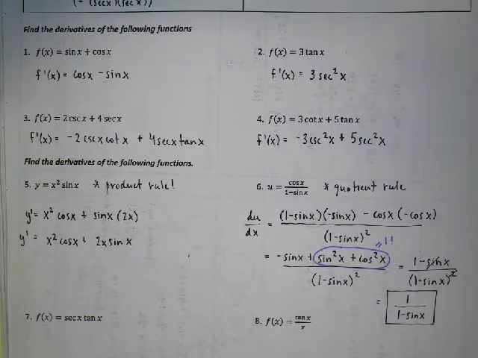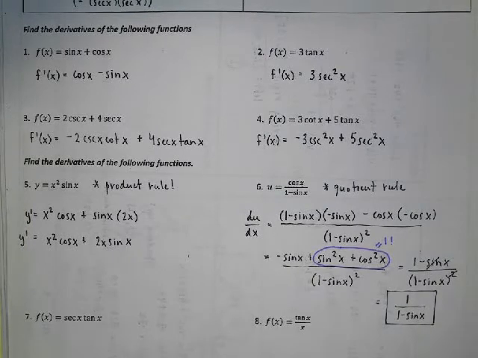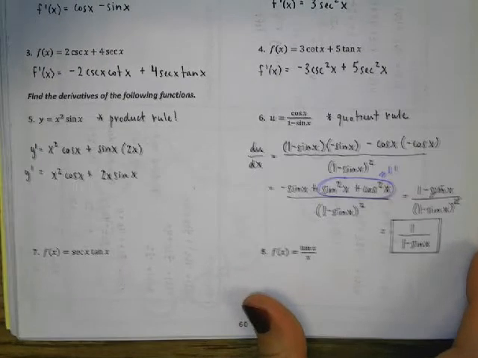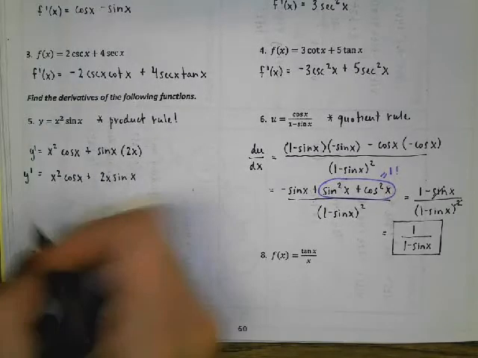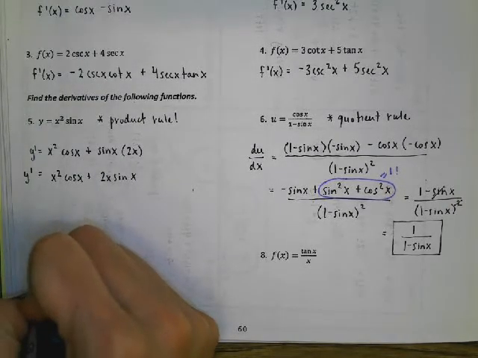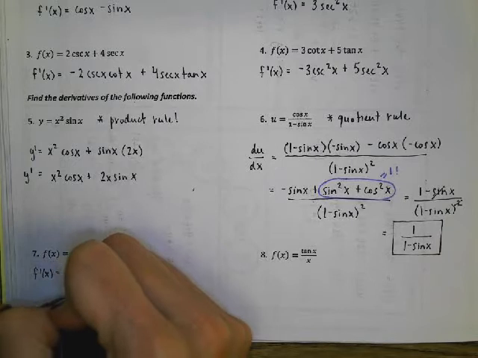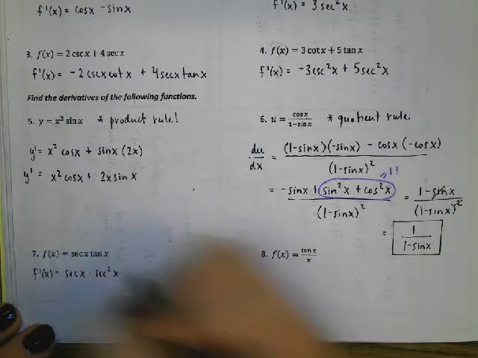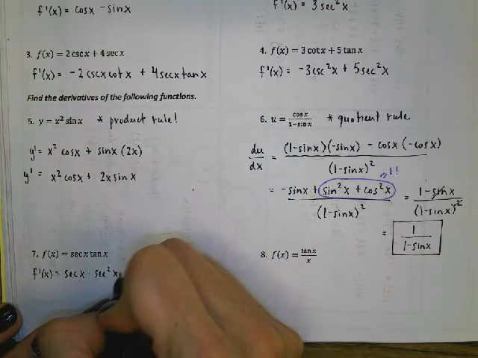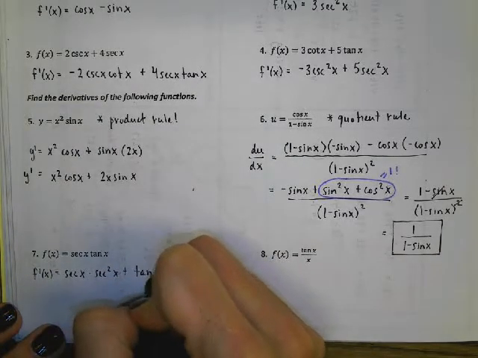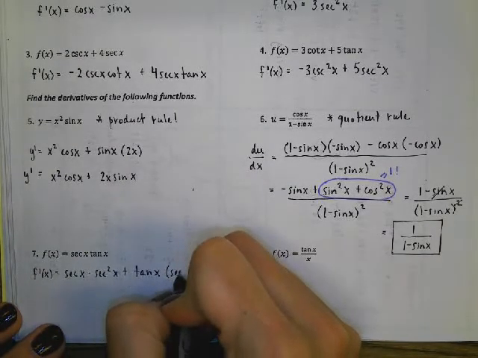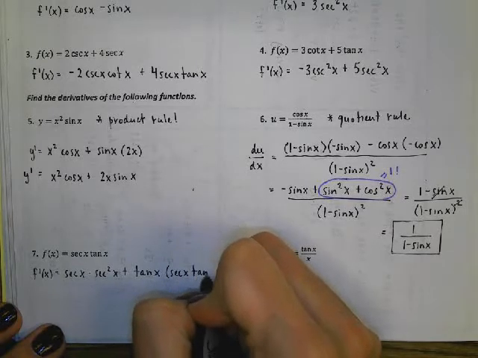All right, so we're going to do a couple more. Again, we're just practicing product and quotient rules, and really the focus is just getting down these derivatives of our trig functions. So for number 7, we have another product rule. So we're going to take secant x times the derivative of tangent x, which is secant squared of x, plus our tangent of x times the derivative of secant of x, which is secant of x tan x.